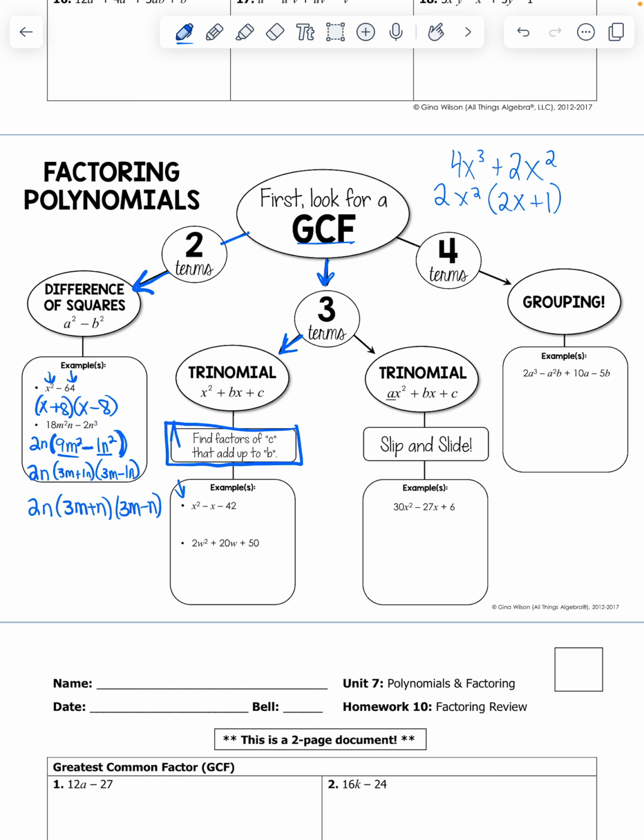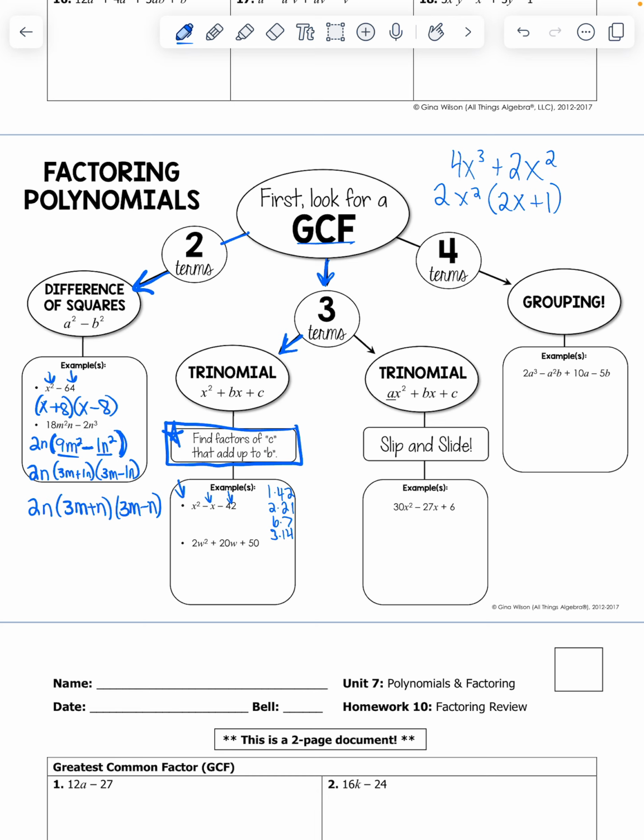The process is find the factors of the last number. So the factors of 42, 1 times 42, 2 times 21, 6 times 7. Find the factors of 42 that multiply to be 42 and at the same time add to be the middle number. So when we're doing this, I forgot 3 times 14, but we are doing two things at once, finding what multiplies to be the negative 42, but adds to be the middle number here, which is negative 1. So in order for this to happen, to multiply to be a negative, one number has to be positive, one has to be negative.